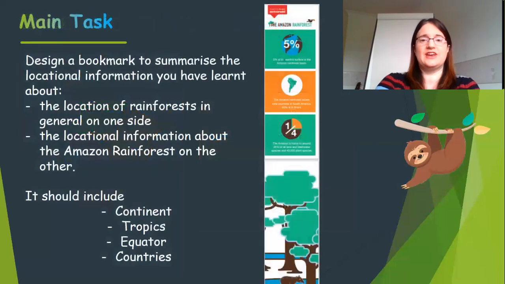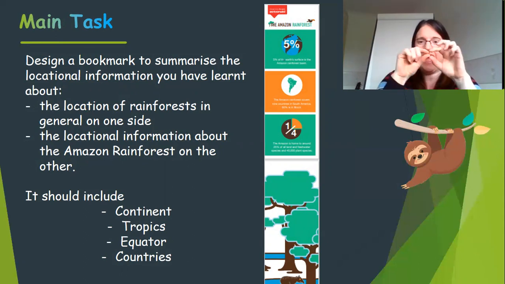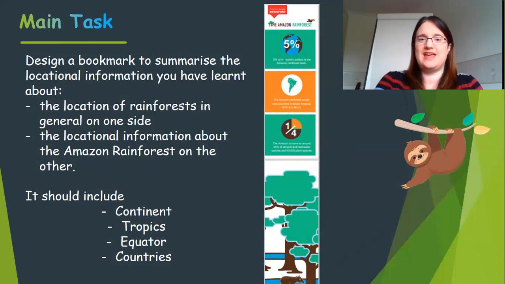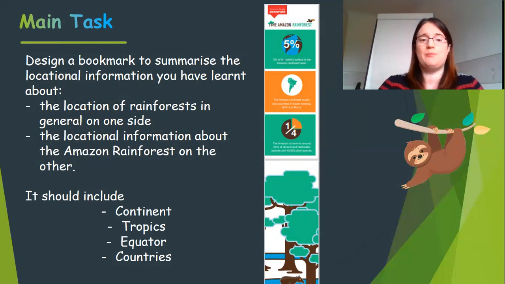Okay, let's have a look now at what your main task is going to be today. So you can see here there is an example of a bookmark, and it's got little logos, little pictures on it, and then a little bit of key information underneath. This is an example of a bookmark ActionAid have created all about the Amazon rainforest, but they've written about lots of different things to do with the rainforest. I want you to keep your bookmark really closely linked with the focus of our lesson today, which is the location.